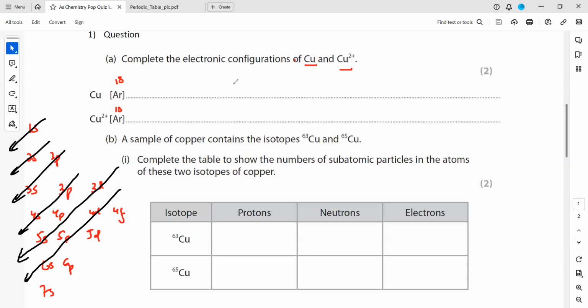If you want to write for 29, it is 1s2, 2s2, 2p6, 3s2, 3p6. So here we finish 18, till 3p. After 3p, it will go to 4s. So 4s will be 2, and then 3d, because we want to arrange 29, 3d9 will be there.